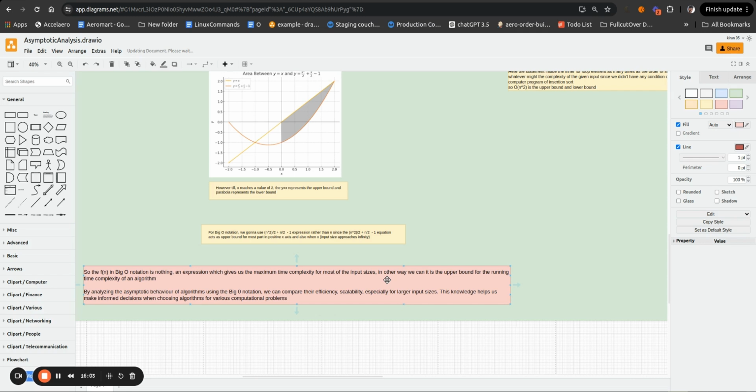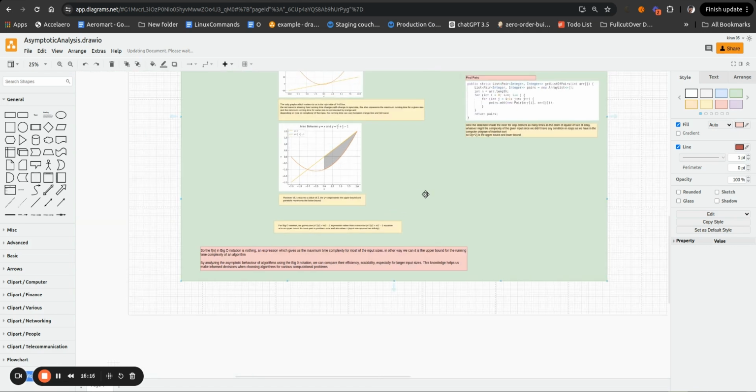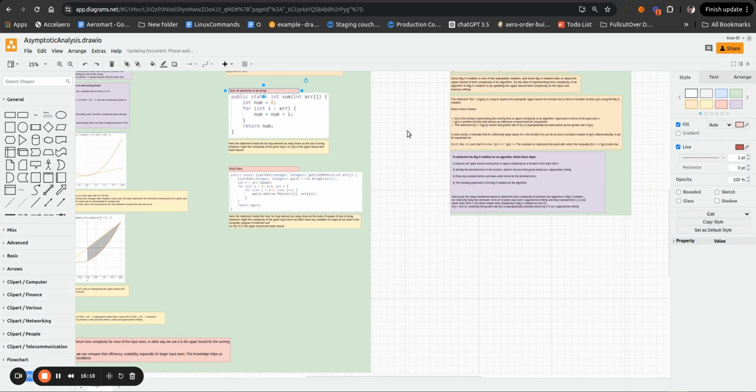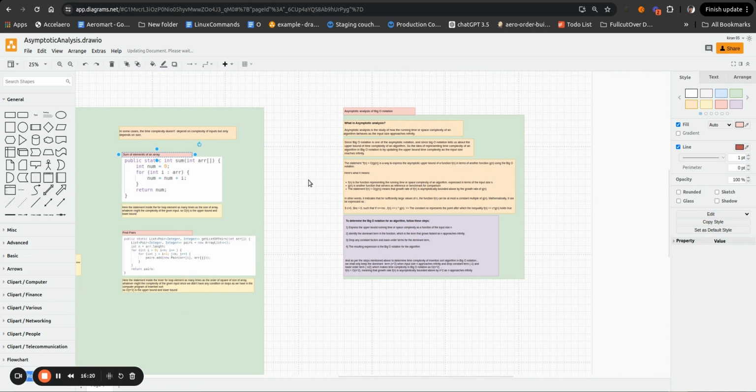The time complexity cannot be more than the value which is calculated by big O notation. So that is the idea of big O notation. It is nothing but the upper bound time complexity or the maximum time complexity which can be taken by an algorithm for a given input size.